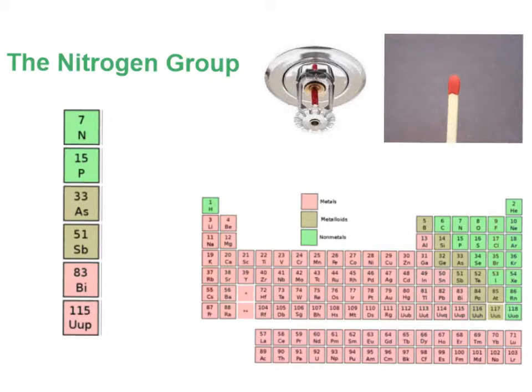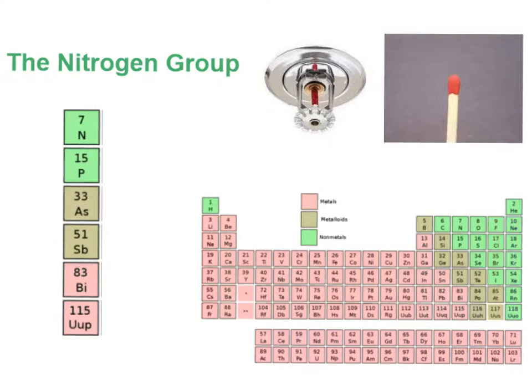Phosphorus is a nonmetal with 3 allotropes. It has a lot of different uses, from fertilizers to softeners. Phosphorus compounds are even found in match heads. Then we have arsenic and antimony. They are metalloids. Bismuth is a metal.